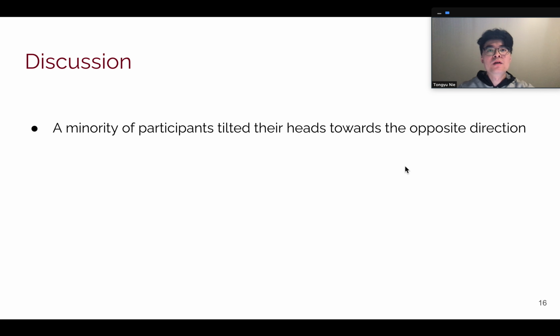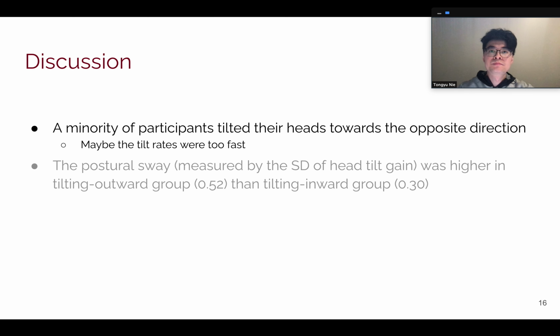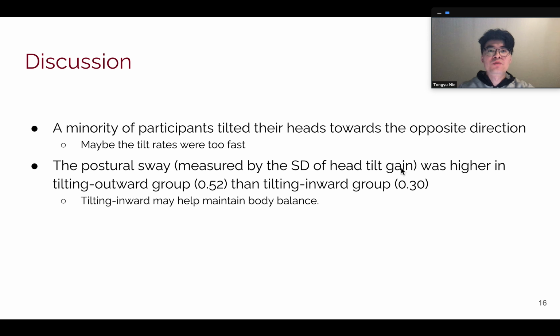So for this study, we found a minority of participants tilted their heads toward the opposite direction. Maybe the tilt rate was too fast. Further investigation is needed to see if changing parameters, like having a slower tilt rate, can reduce the number of participants who tilted oppositely. Also, we found that the posture sway was higher in the tilting outward group than tilting inward group. This result may suggest that tilting inward can help maintain body balance better.